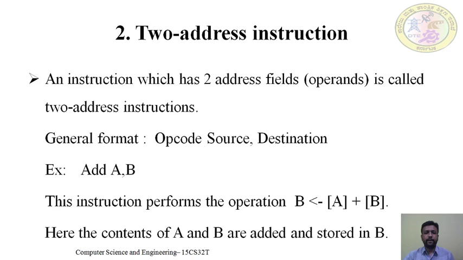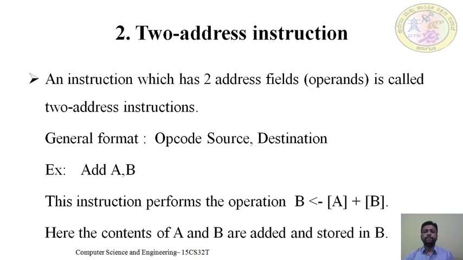2 address instruction. An instruction which has 2 address fields is called a 2 address instruction. The general format for a 2 address instruction is opcode, source comma destination. In a 2 address instruction we have only 2 operands. One is source and another one is destination. Opcode is the operation code to be performed. Let's take an example for a 2 address instruction.